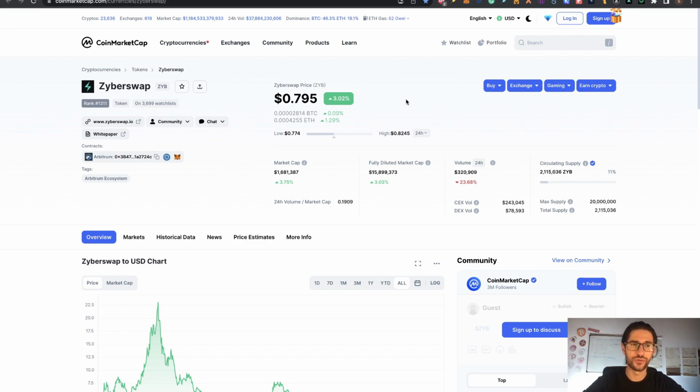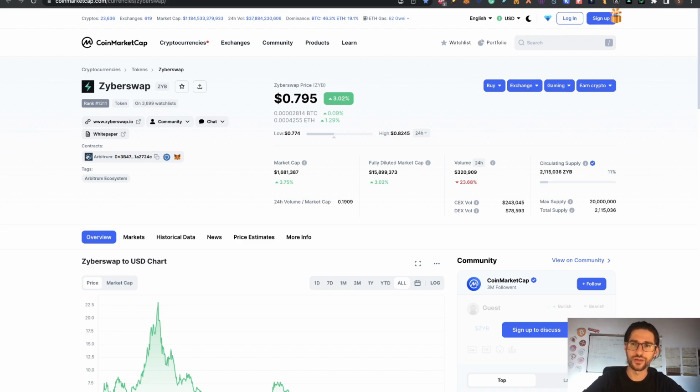Why am I bullish on SynthSwap? First, because I was bullish on ZyberSwap. I know that many of you hated my video, because this token went from cents to $23 at one point. So it was like 20 or 50 Xs. Many people made money with this.